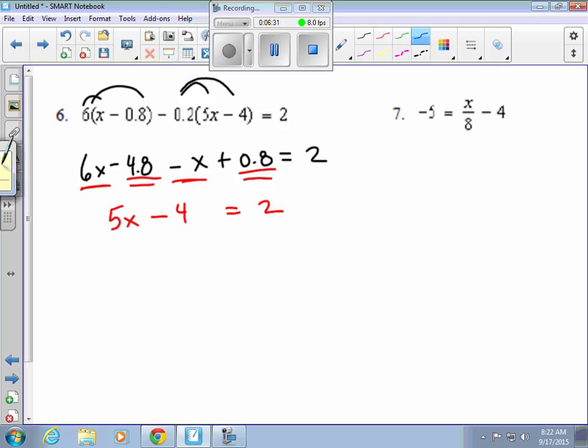So now it's a much simpler equation once we have one side simplified. X's are only on one side, so bring your constant term to the other side. Undo minus 4 by adding it. If you do it there, do it here. 2 plus 4 is 6, is equal to 5x. Undo 5 times something by dividing by 5 on both sides, and x is 6 over 5.